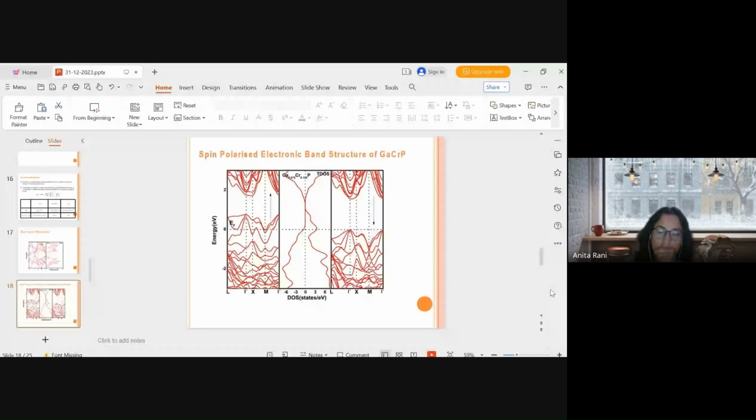After doping, it shows that in the minority channel, the bands cross the Fermi level, but in the majority channel, there is a gap. So the system shows half-metallic behavior.